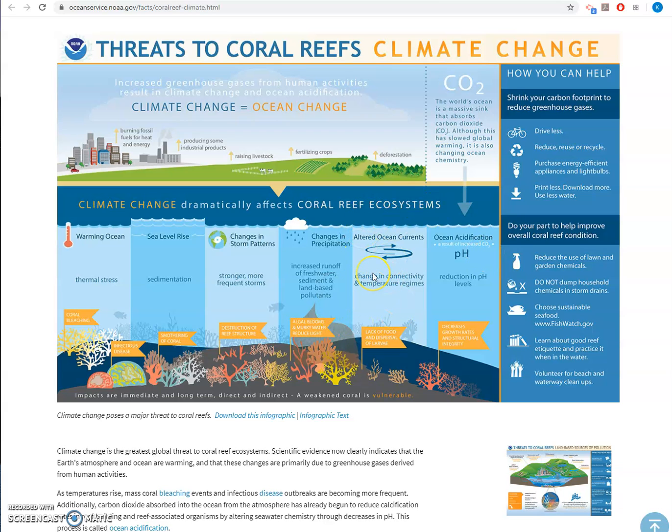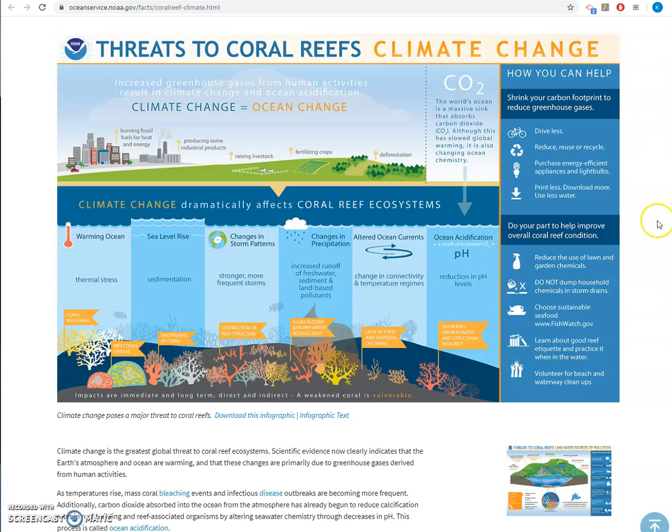The last one, ocean currents are changing as the temperatures are changing around the world. So if surface temperatures of the ocean are changing, then your warm water is cycling differently. If you're melting more ice, then your cold water is cycling more differently. And that's going to cause your currents to change, which is going to also affect your corals, right? So all these things are caused by climate change. And then over here are some things you can do to help.